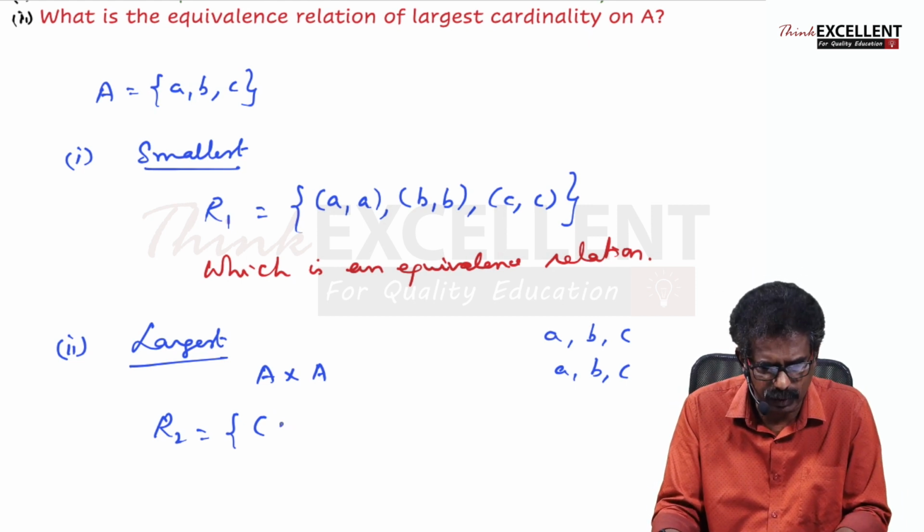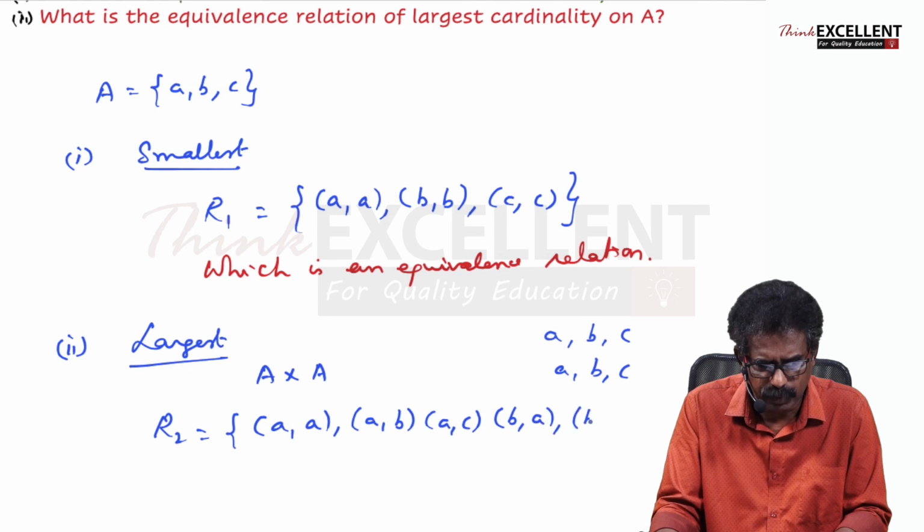So here, only 9 elements, so I'm going to write AA, AB, AC, then BA, BB, BC, CA, CB, CC.